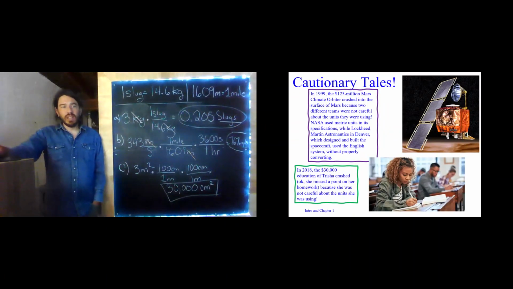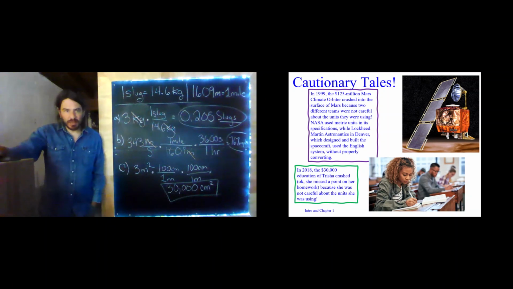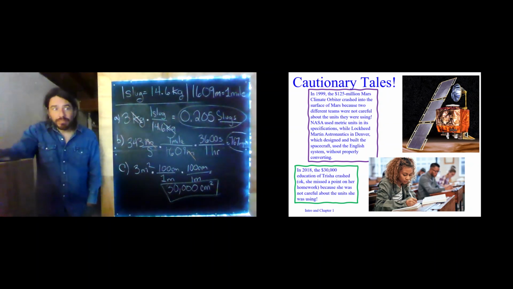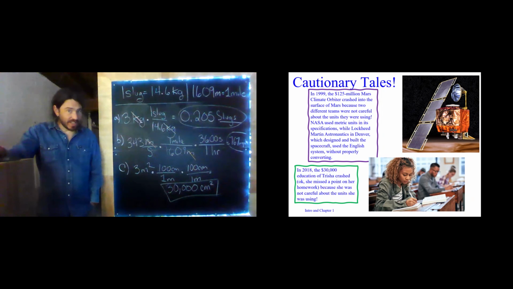In 1999, this guy right here, this is the $125 million Mars Climate Orbiter. It crashed into the surface of Mars. Why? Because of a units mistake. The same kind of units mistake that my students make. NASA gave Lockheed Martin all of the specifications for this, what it needed to do, what they needed this thing to be able to perform. They gave the specifications in SI units. The contract indicated that they were using SI units, but the engineers at Lockheed Martin in Denver, they interpreted them as English units. And that was a $125 million mistake.